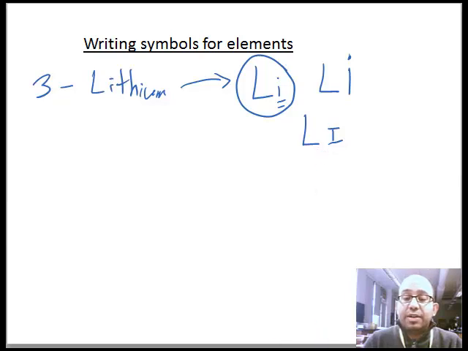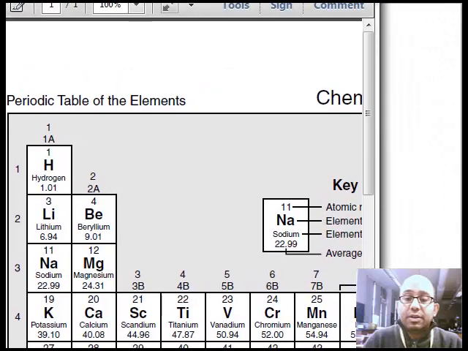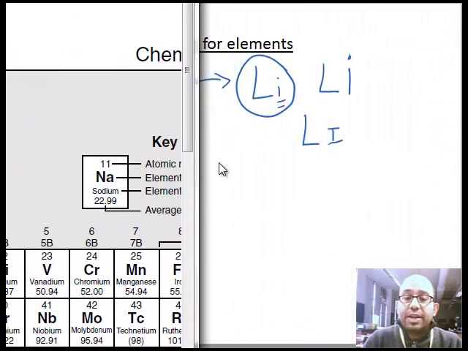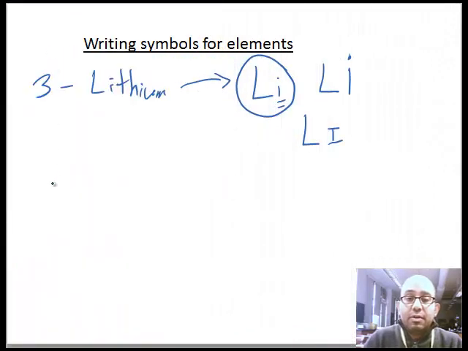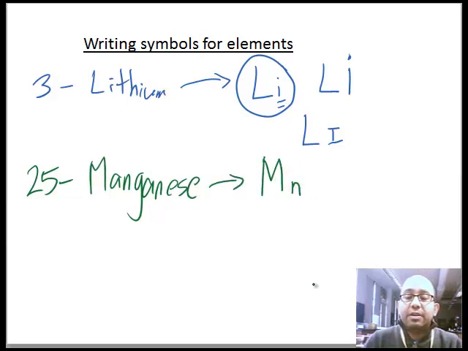Let's pick another element and see how to write them properly. So we can pick manganese. Manganese on the periodic table is number 25. It's in that center region on your periodic table. So I'm going to write manganese. So if that was the question and you had to write the symbol, you would write capital M, little n.